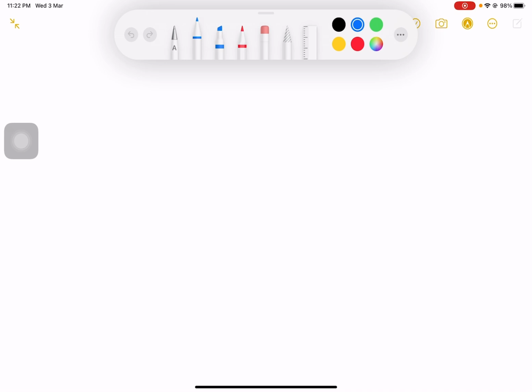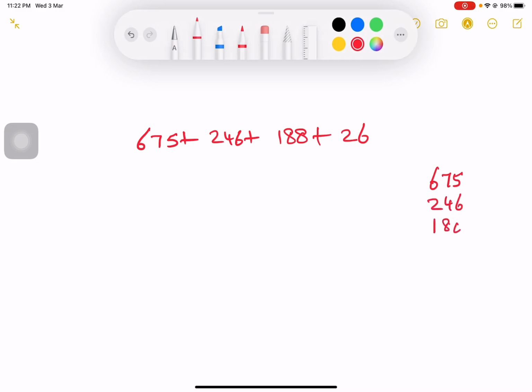Okay, the last part of the question is the total of all the trees. You are going to add the olive trees 675 plus the apple tree, which is 246, plus the orange 188, plus the fig 26. This is horizontal, so I will arrange the numbers vertically: 675, 246, 188, 26. Okay, now you are going to add the ones, then the tens, then the hundreds.